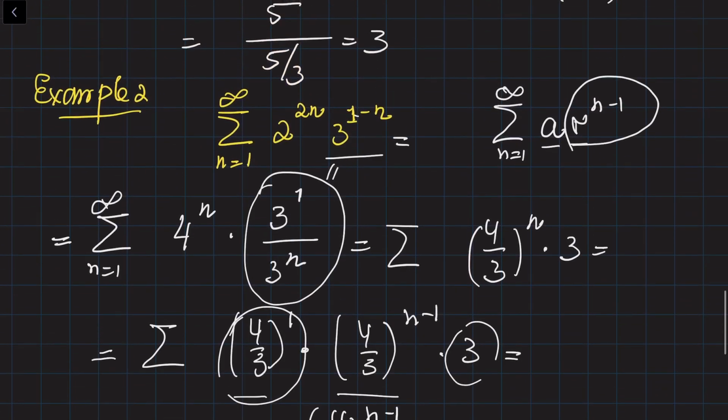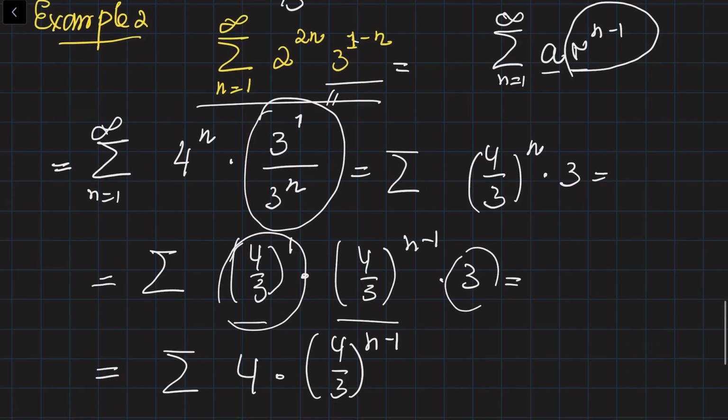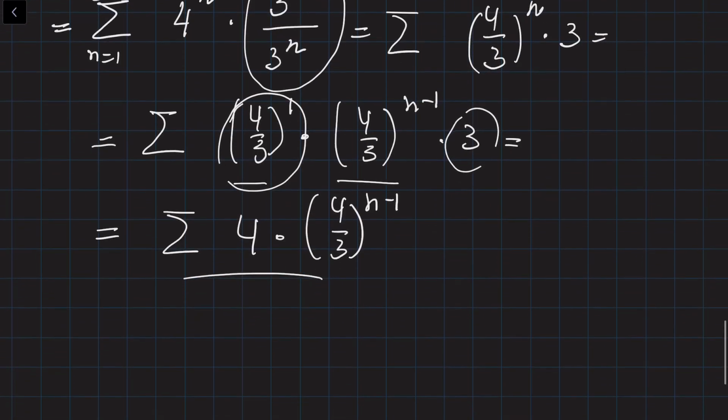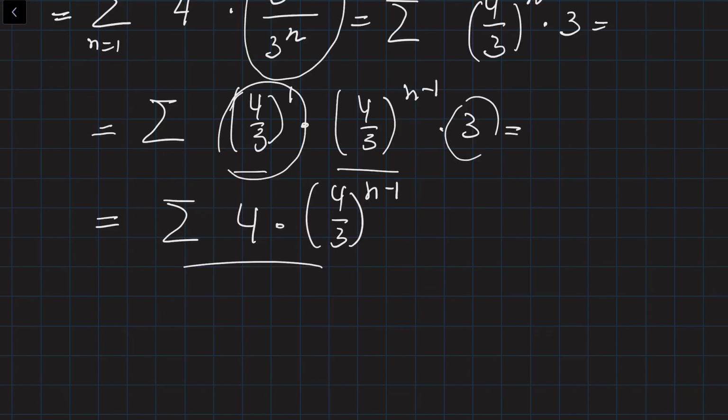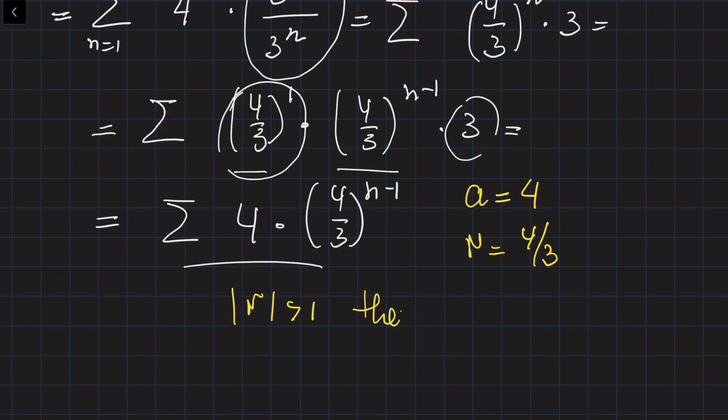So we brought the series into the standard form, and it's easier for us to extract the important features of the geometric series from here. In this case, the first term is equal to 4, and the common ratio is equal to 4 over 3. Since the absolute value of the common ratio is more than 1, the series is divergent.